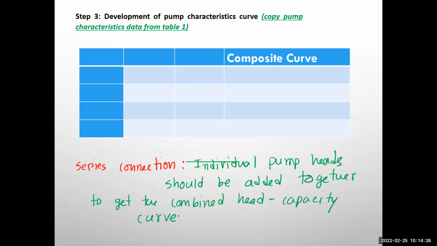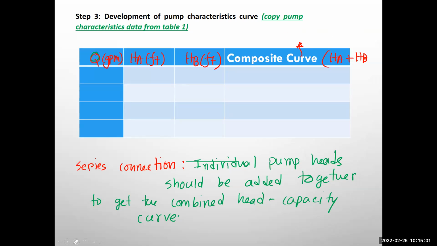Do we know? The table 1, yes. So you will copy all the pump characteristic data from table 1. So that should be the Q in GPM. That should be HA in feet, HB in feet, and the composite curve will be HA plus HB. Now for this curve, it should be composite head.